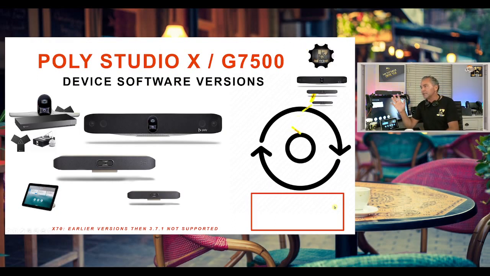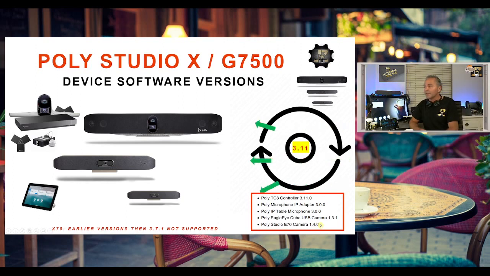Now, using 3.11, what is very important: with 3.11, we got several updates coming with it. We got the TC8 3.11, the Poly microphone IP adapter 3.0, the IP table microphone 3.0, the Cube version 1.3.1, and also included with 3.11 is the E70 camera, as you see right here, version 1.4. So if you roll this out, you will be able to find the 3.11 on all those devices. And for example, on the G7500, it will automatically push out the 1.4 to your E70. And I think that's very important.